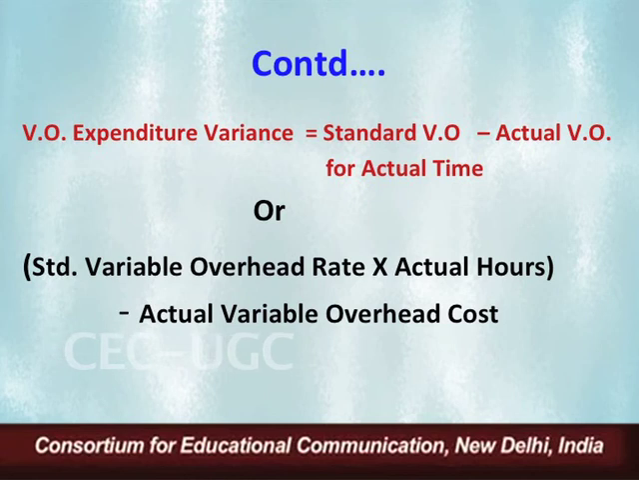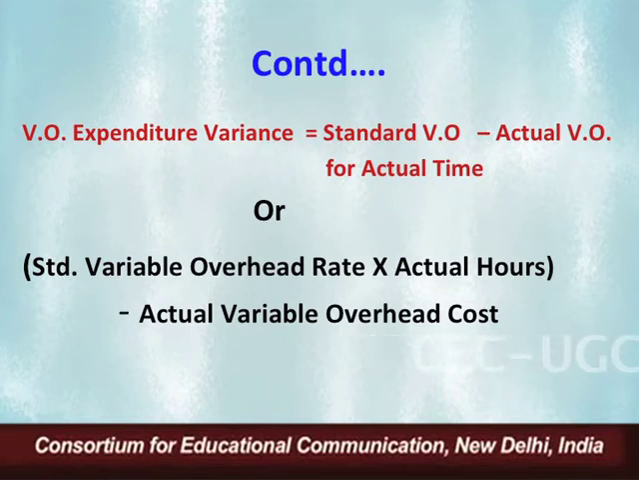Variable overhead expenditure variance, if I have to show it by formula, is standard variable overheads for actual time minus actual variable overheads. So my dear students, mind here, when I'm computing variable overhead expenditure variance, the formula is standard variable overhead for actual time, the actual time for which it is being used, minus actual variable overheads.